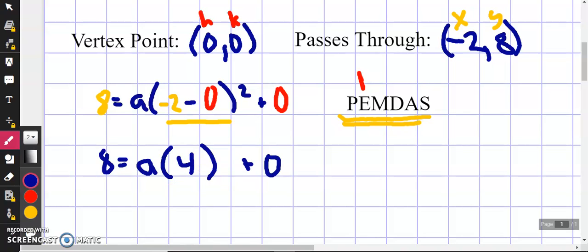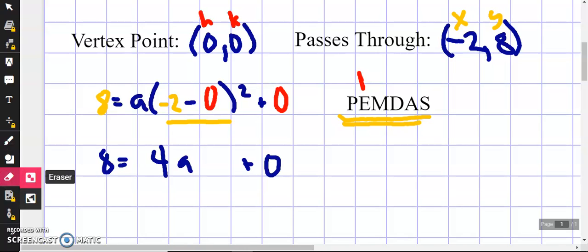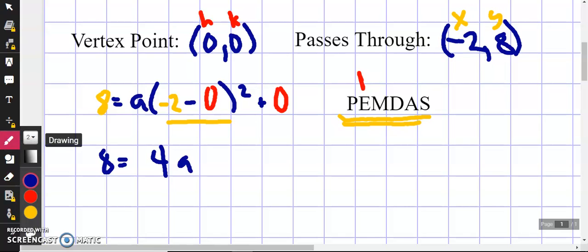After doing my exponents, I'm going to multiply. So I notice the only thing being multiplied is the a and the 4. And so, of course, I know that a times 4 would simplify to 4a. Nothing's being divided. When I look for addition, I see 4a plus 0. And I know that doing a plus 0 doesn't change anything. So I can just get rid of that. And I've done all the simplifying at this point that I can do. So now I'm just going to take -2 equals 4a and solve it to get the a by itself.